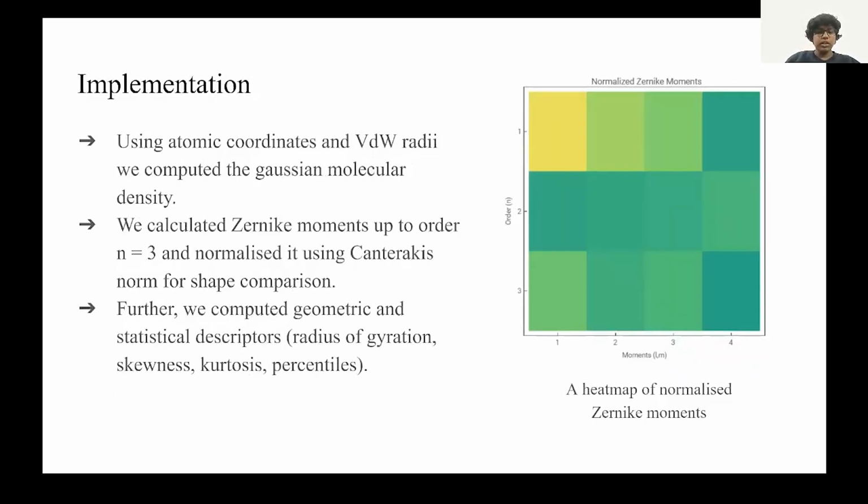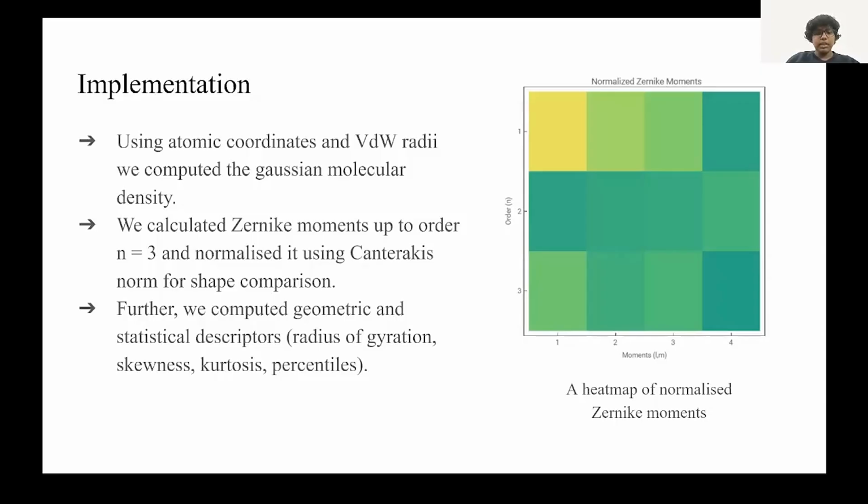So, using atomic coordinates and van der Waals radii, we first computed a Gaussian molecular density function. And after which we calculated Zernike moments up to order n equal to 3 and normalized them using the Canterakis norm, which basically allows direct comparison between different molecules. We also derived geometrical and statistical measures such as the radius of gyration, skewness, and kurtosis, which basically just describe how atoms are distributed spatially.